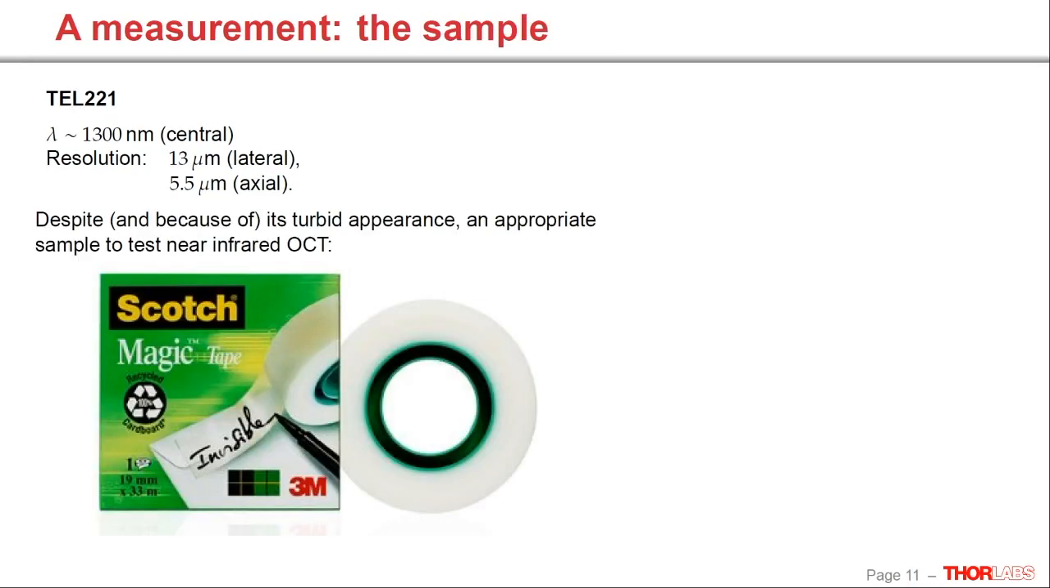And I will take a very common object that everyone here already knows, Scotch tape. It looks turbid, but if you apply it, it looks invisible, as they say. But we will use the roll without applying it anywhere. And it is ideal for near-infrared OCT.